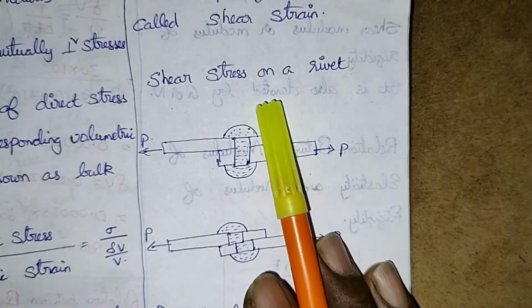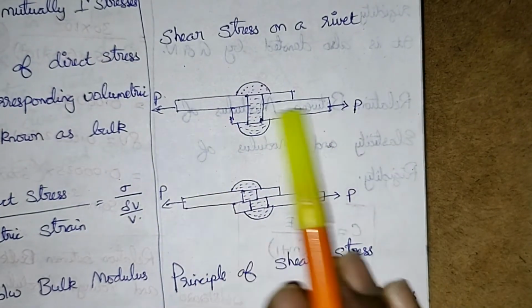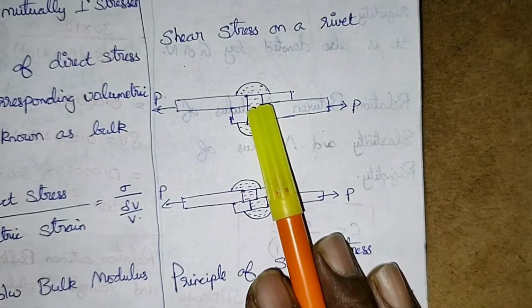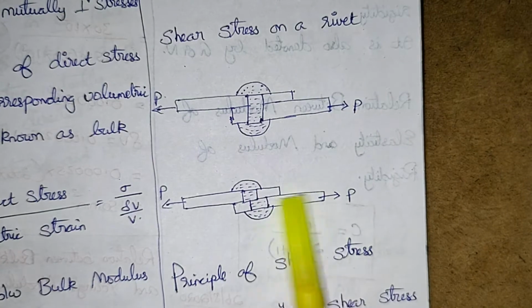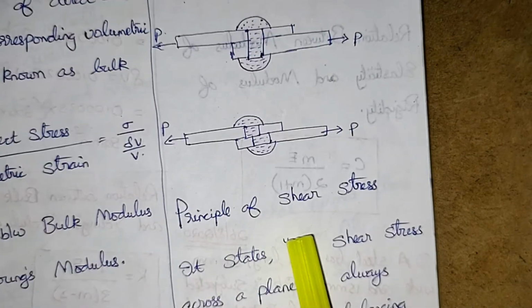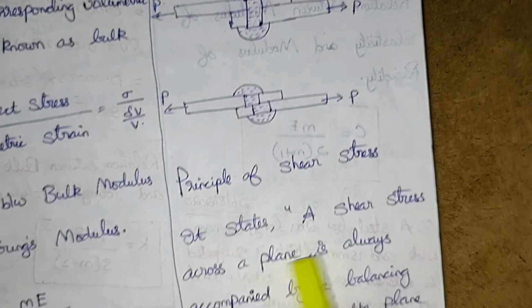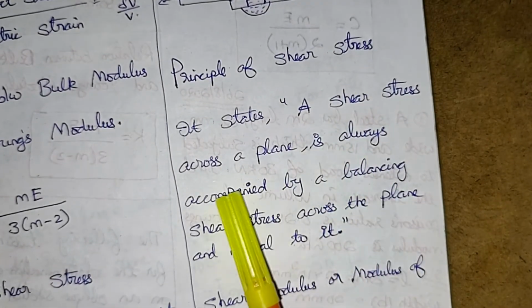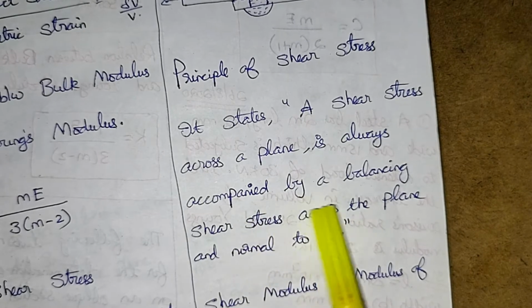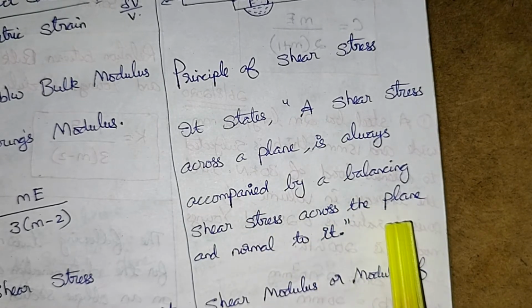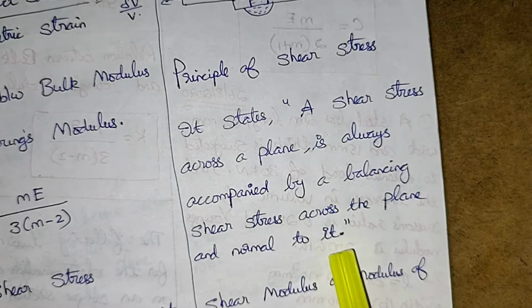So, shear stress on a rivet. You can see this is the force acting. Shear stress on a rivet. This is the shear principle of shear stress. It states that a shear stress across a plane is always accompanied by a balancing shear stress across the plane and normal to it.